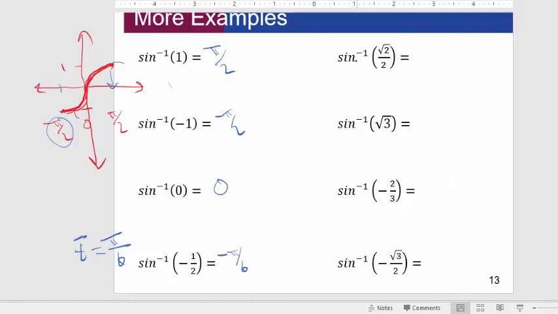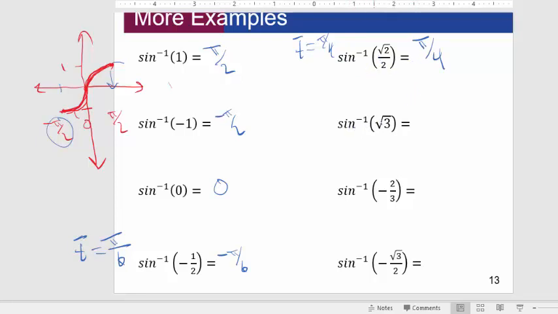And now over here, which angle has a sine of radical 2 over 2? Well, over here now I'm in this positive area, right? So where is the sine radical 2 over 2? Well, the reference angle here was pi over 4. And in this case, since I'm between 0 and pi over 2, my reference angle actually is my value, right? So it's inverse sine of square root of 2 over 2. That's actually pi over 4.